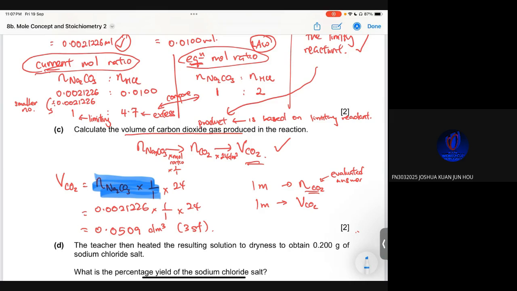Doing this looks very fast, it's a shortcut. But let's say you press the calculator wrongly and your final answer is wrong, you are not going to get the working marks in the middle. Okay, so just be careful if you want to do what I did here. Can? Thumbs up if all okay.